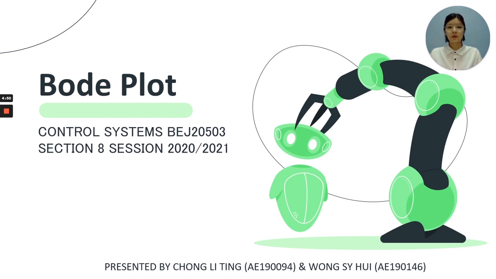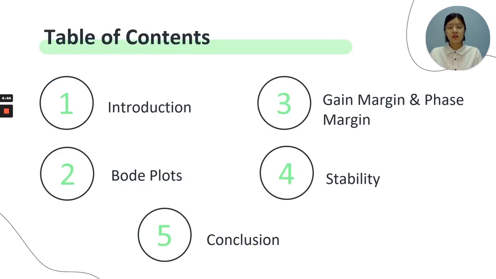AE190094. Today, Sihui and me, we're going to present the assignment on Bode plots. The presentation contains 5 parts, which are introduction, Bode plots, gain margin and phase margin, stability, and lastly the conclusion. I will present the introduction and Bode plots, while Sihui will present the gain margin, phase margin, stability, and conclusion.